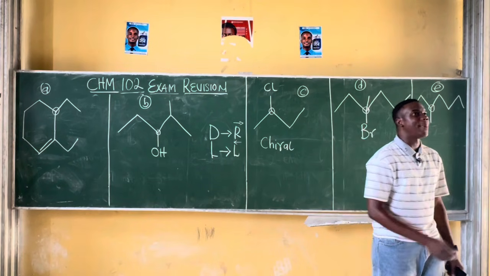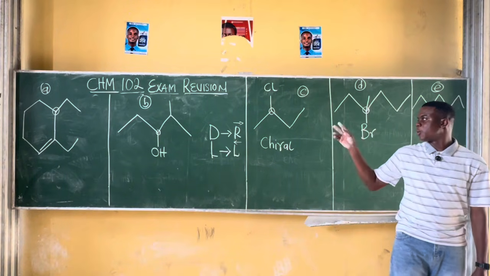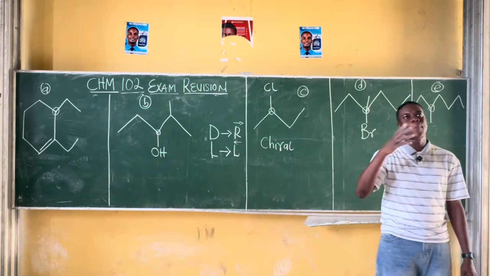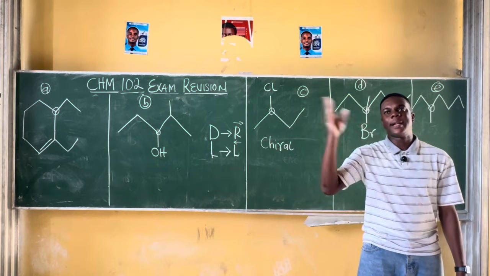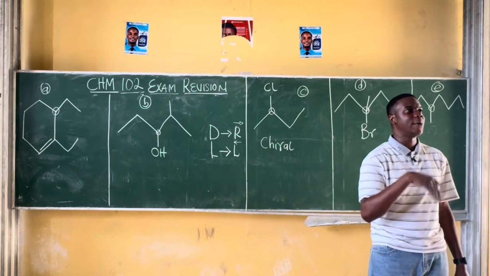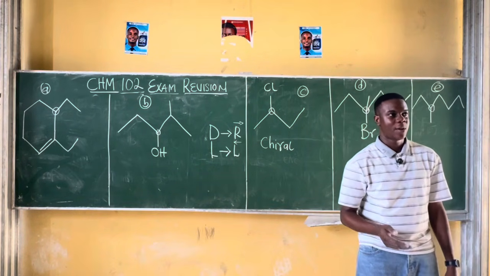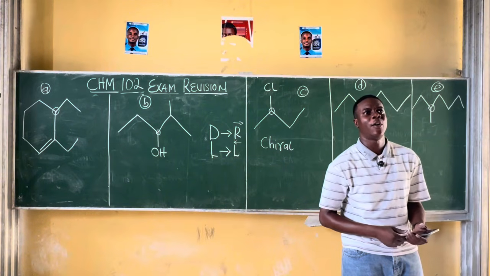So any compound that has two optical isomers exhibits optical isomerism, also known as stereoisomerism.